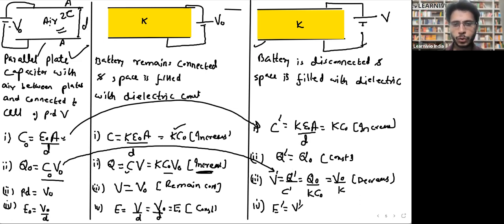E prime is V prime by d. What is V prime? V prime is V naught by K d. And what is V naught by d? It is E naught. So it's E naught by K, which means your electric field also decreases.